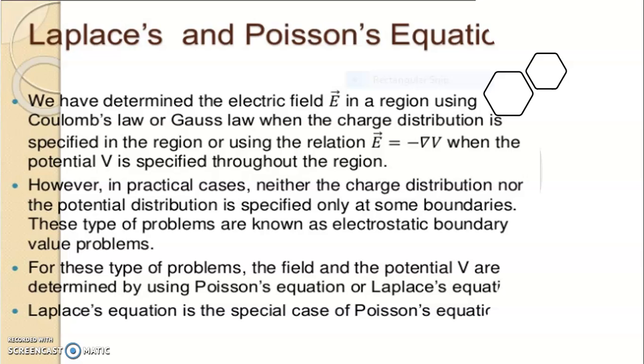Now Laplace and Poisson's equation. First of all, what is the need of Laplace and Poisson's equation? Generally, we have calculated how to find field intensity for line charge and sheet charge or surface charge, where for line charge we have a continuous distribution of the charge in the region. Or by the second way, electric field intensity can be calculated by E is equal to minus del V, when potential V is given throughout the surface.